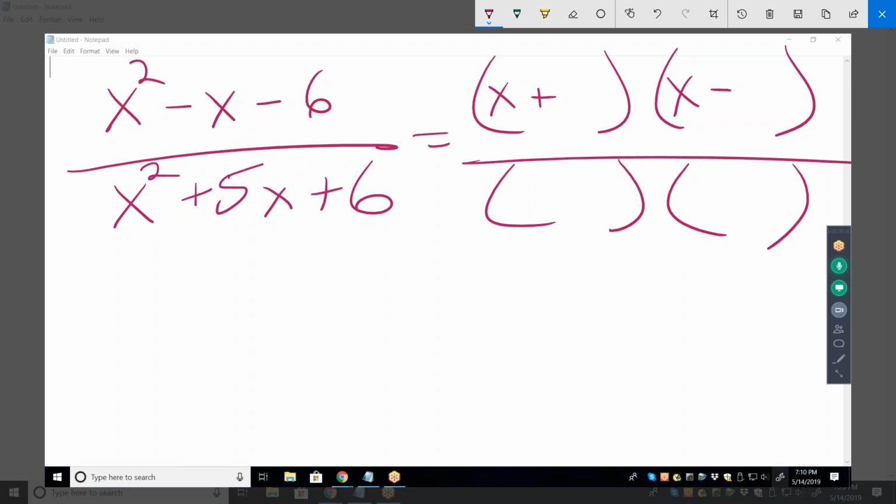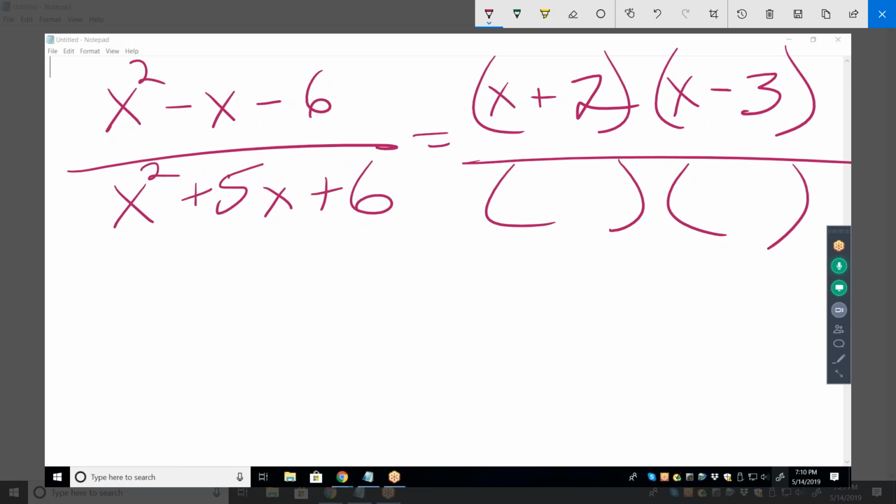What's the third rule? Factors of 6 subtract to be 1. Perfect. What factors of 6 subtract to 1? 2 and 3. There you go. Where does the 3 go? Where does the 2 go? The larger factor goes with the sign of the middle term. So 3 goes with subtraction, 2 goes with the addition.